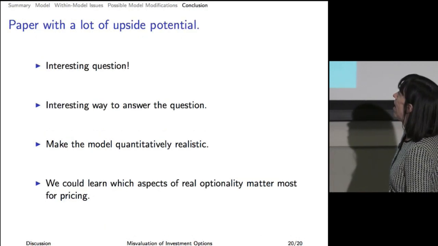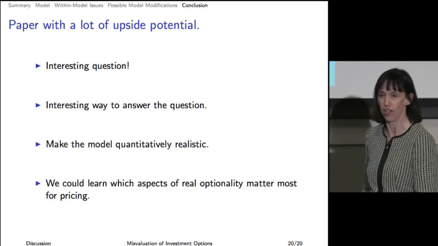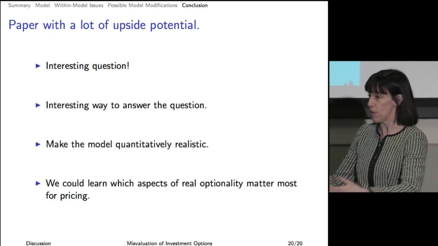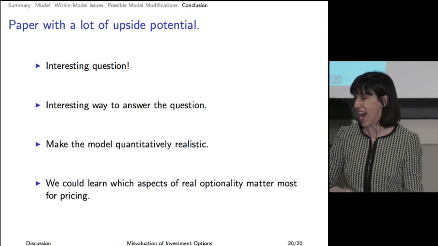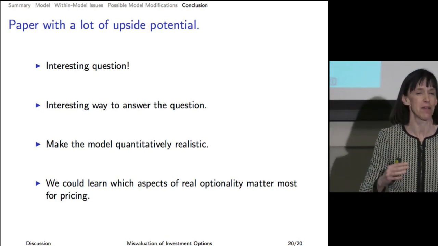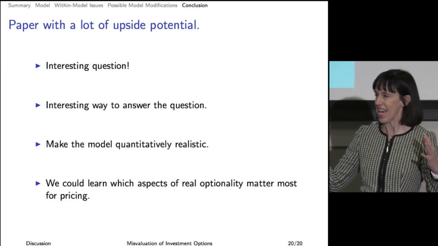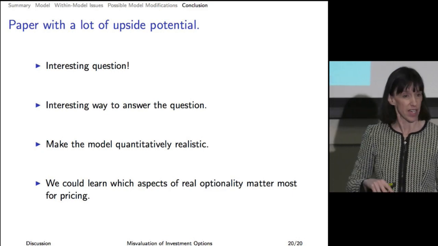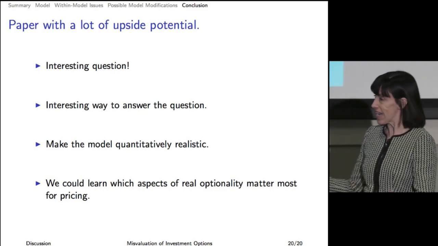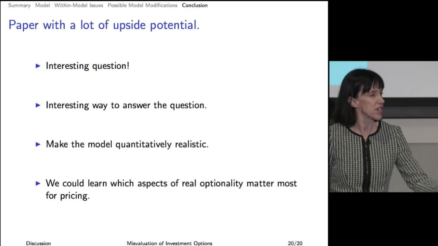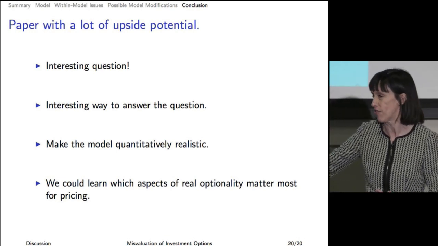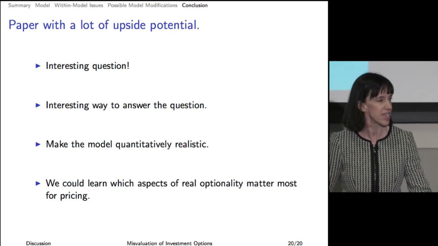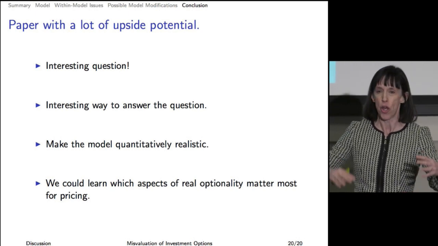So I think this is a paper with a lot of upside potential. It's a super interesting question. It's also an interesting way to answer the question. I just have a hard time thinking that it's mispricing if they've got a model that's way, way, way too simple. But I think that's really fixable. And if they fixed it, I think the more important thing is optionality is not just irreversibility. There's all sorts of aspects of optionality that matter for asset pricing, and we could learn empirically which of those matters.